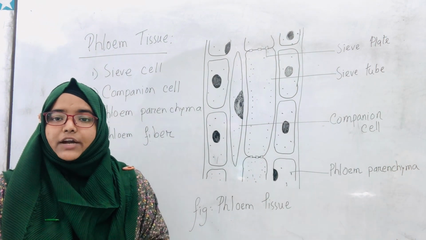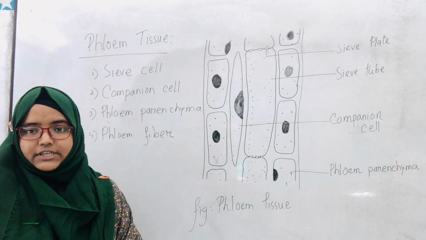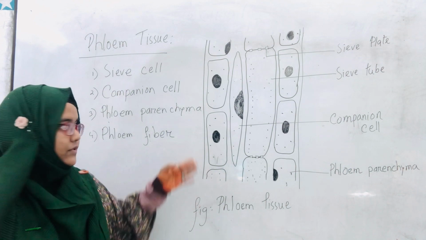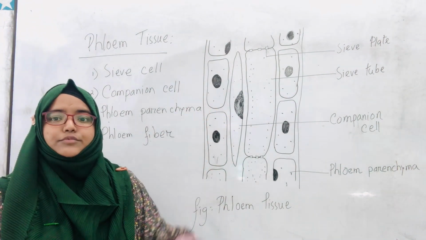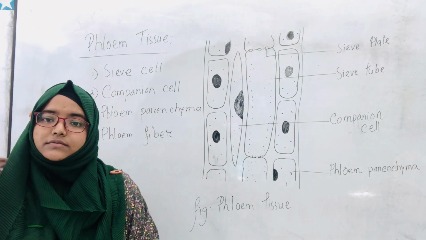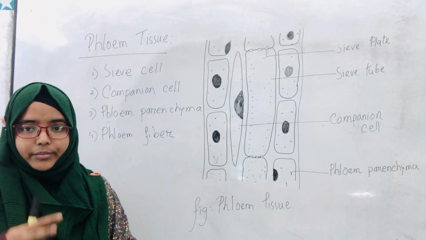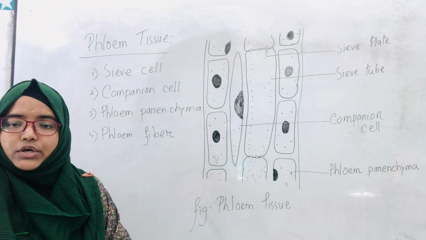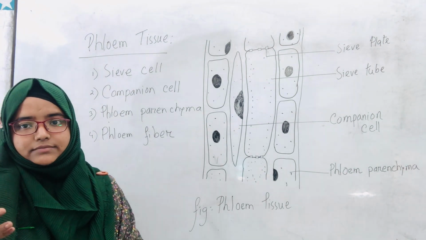And if you see carefully, there is no nucleus present in sieve cell. So it is believed the nucleus of the companion cell helps them to do their function. And sieve cell and companion cell are combinedly located in angiosperm plants.